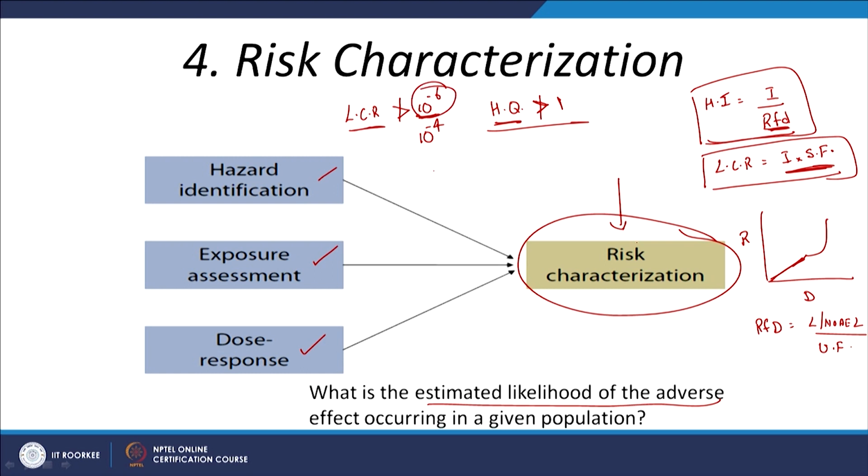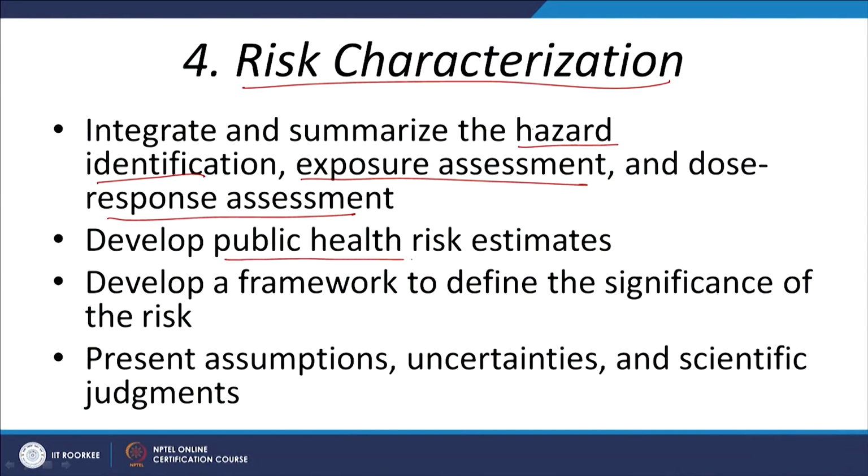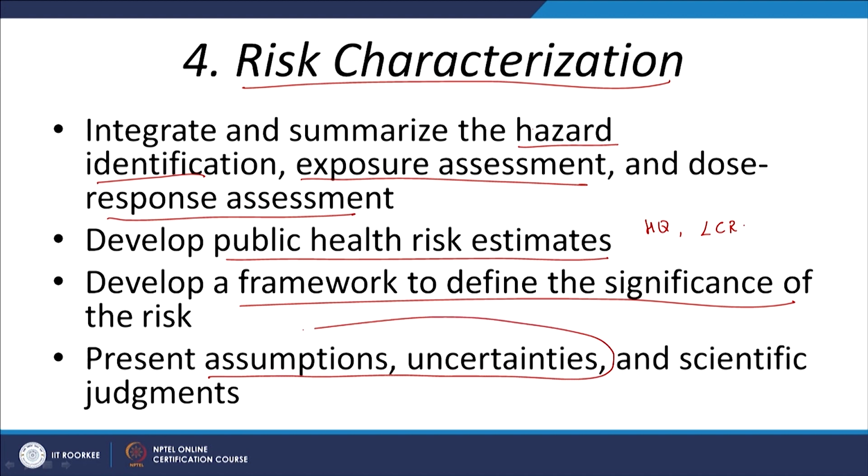So, again we are going to look at an example soon. What do we have here with respect to risk characterization? All the three aspects, as in hazard identification, exposure assessment and dose response, we bring all these aspects together, right, and then obviously we come up with risk estimates, as we talked about the hazard quotients and the lifetime cancer risks, right, and then we need to communicate the significance of the risk, and more importantly we need to give an idea about the assumptions and uncertainties here, right.